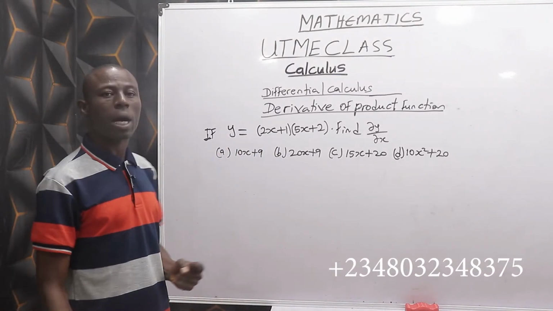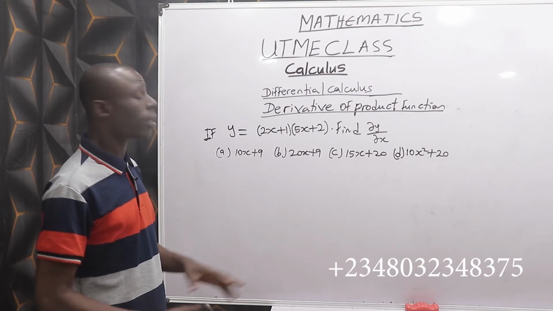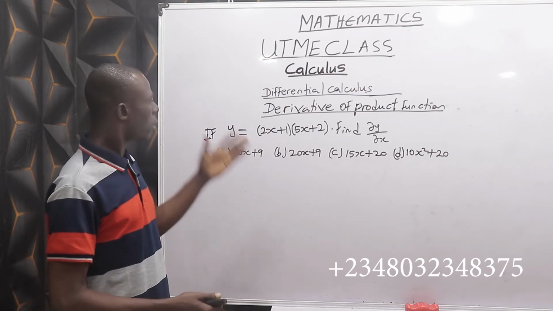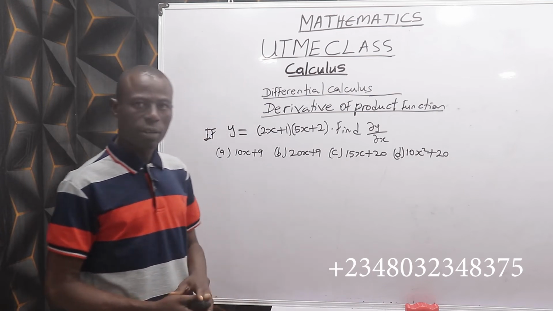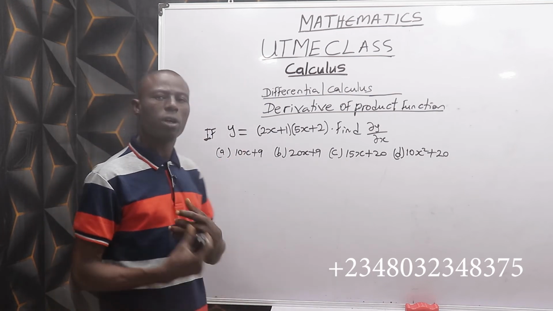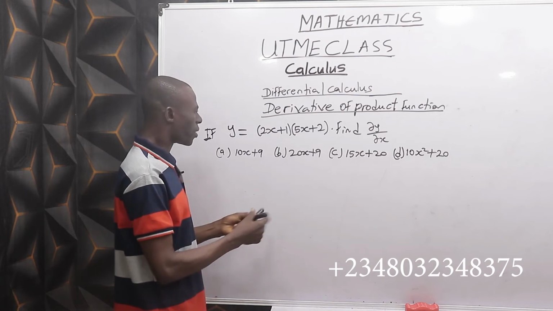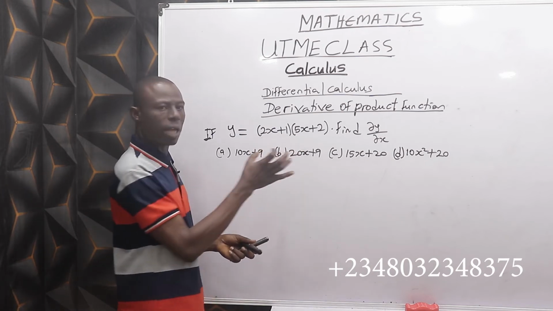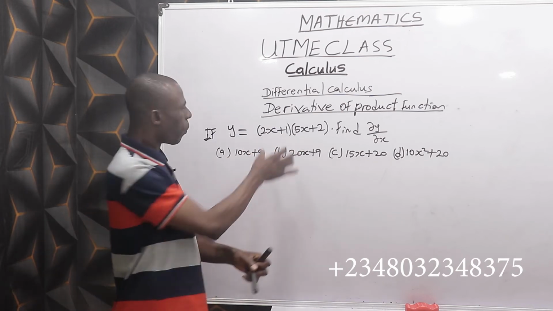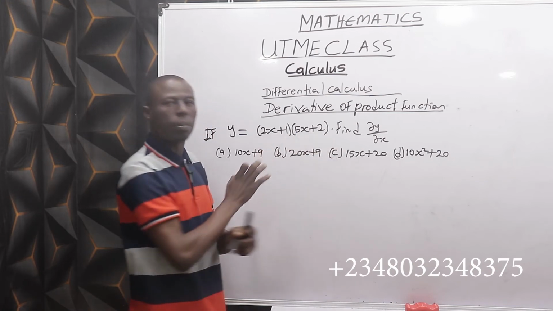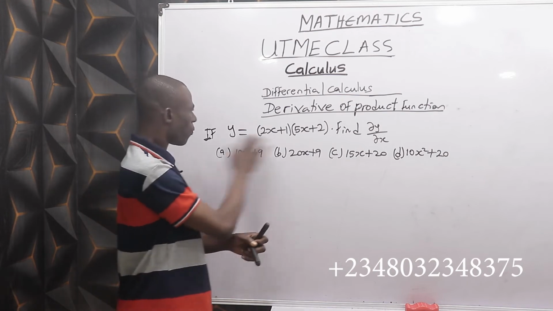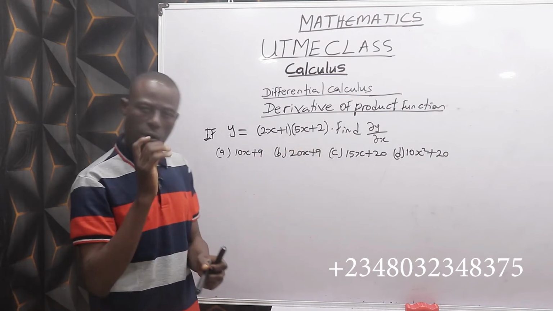Here we come to another concept under differential calculus. It is the derivative of a product function. What do I call a product function? A function like this, where we have two terms multiplying each other. Product. This bracket multiplying this bracket. That's a product. So a function like that is called a product function.